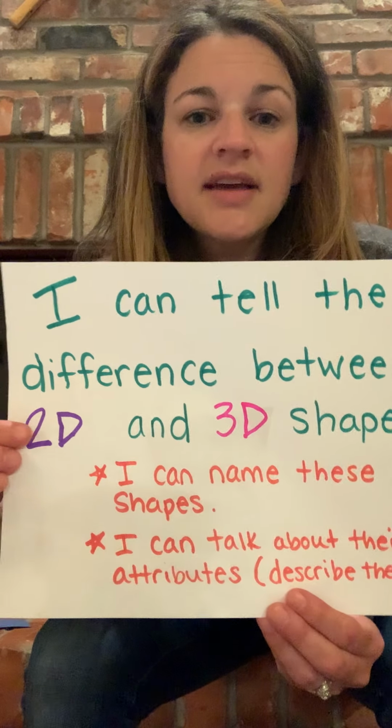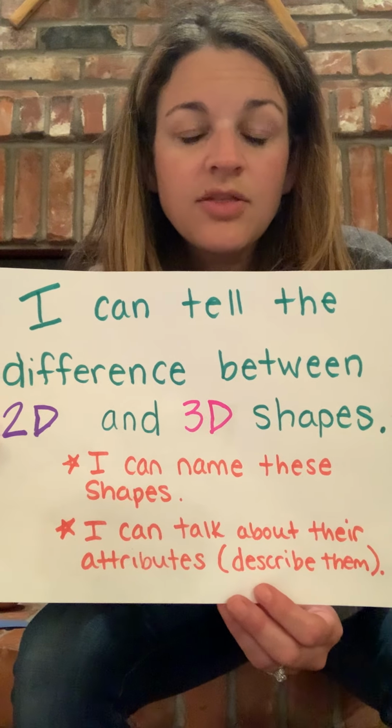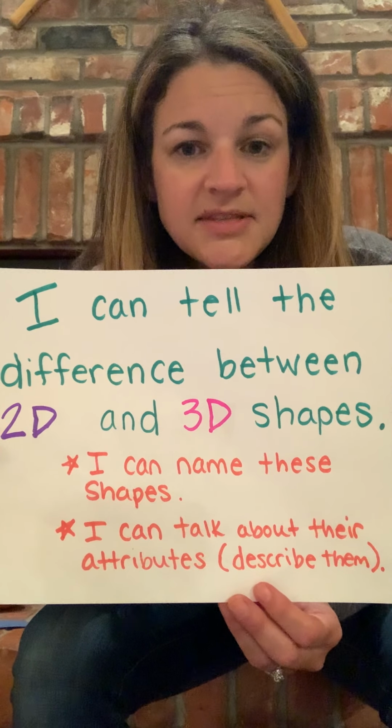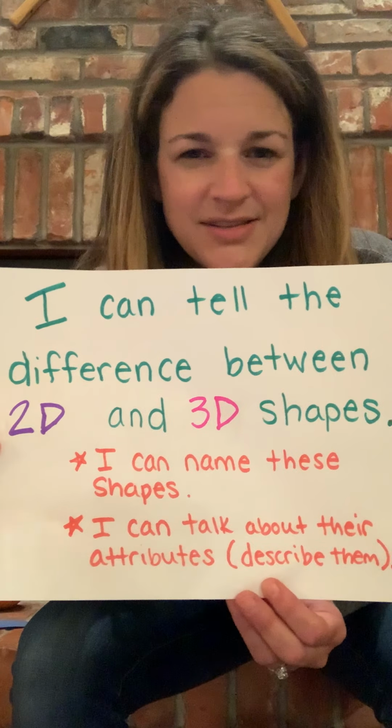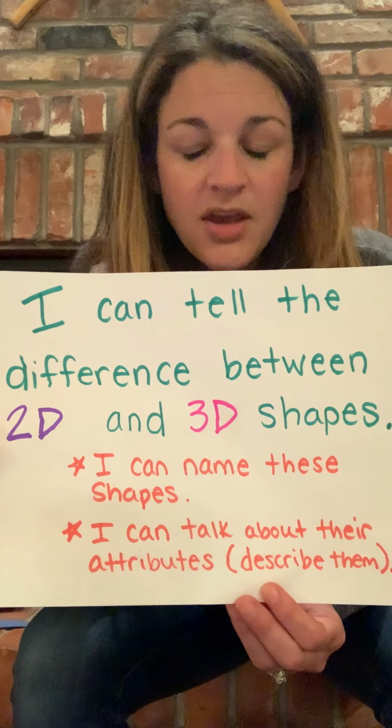So today our learning target looks like this. I can tell the difference between 2D and 3D shapes. I can name some of these shapes and I can talk about their attributes. Attributes is just a fancy word for saying I can describe them. So let's go ahead and revisit 2D and 3D.